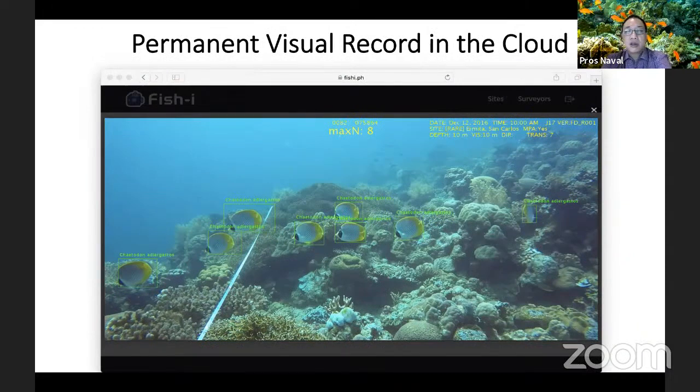There's also a permanent visual record in the cloud. This information is stored there, and this is how the coral reef looked 4 years ago. So if there's an increase in the number of fishes, that can be documented, and all this is available for everyone who has access. So 10 years from now, you still should be able to access this information.